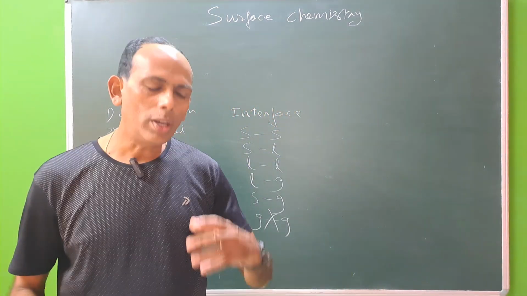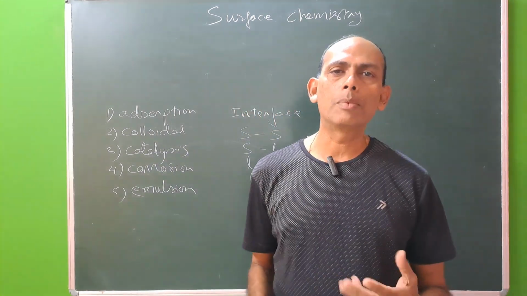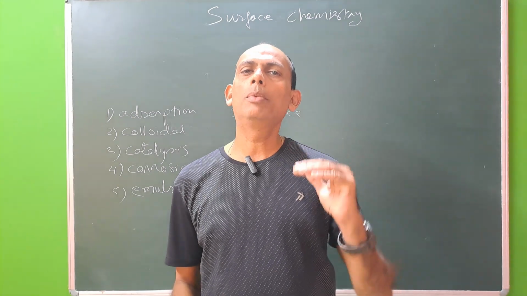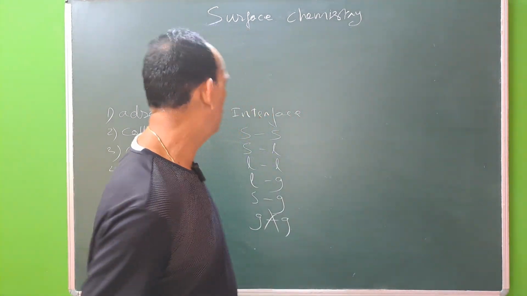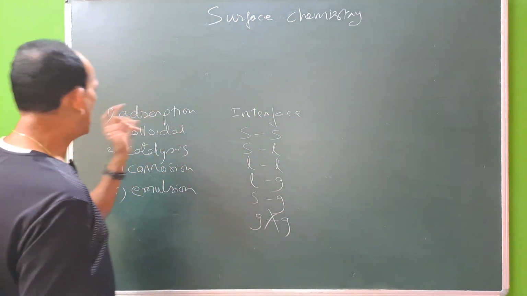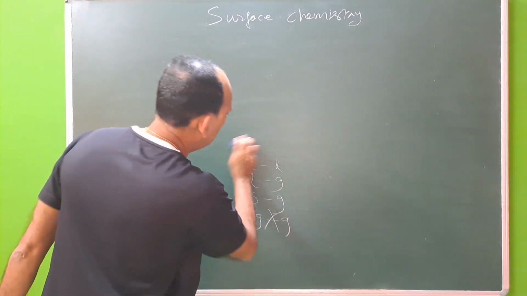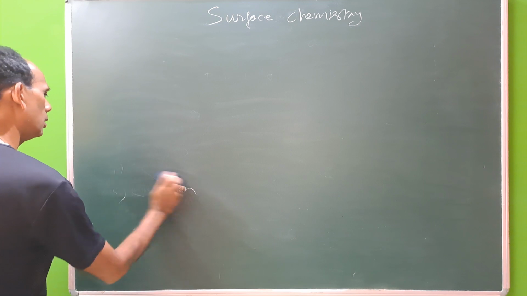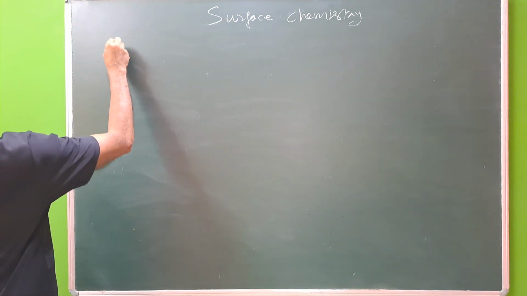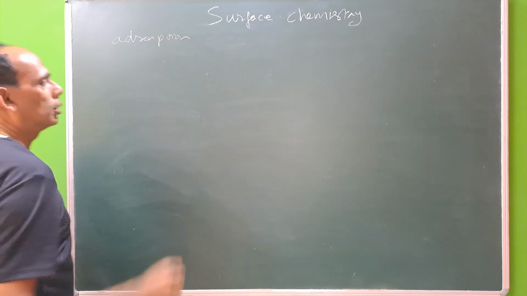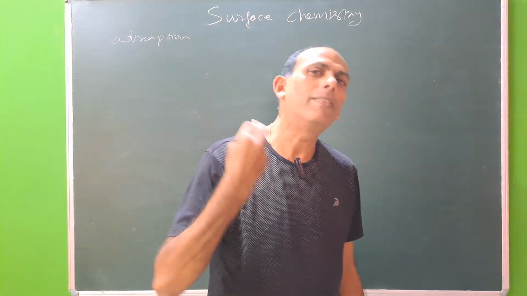So what we will be learning here in chemistry is how two surfaces interact, the interaction between the two surfaces. That's the basic thing that we'll be learning. Adsorption is one of them. We start with adsorption. So I'll tell you the meaning of this word, adsorption. Try and understand the meaning. Let me define adsorption.